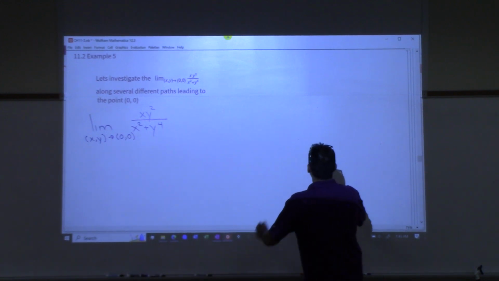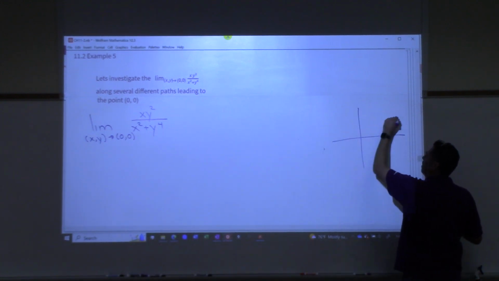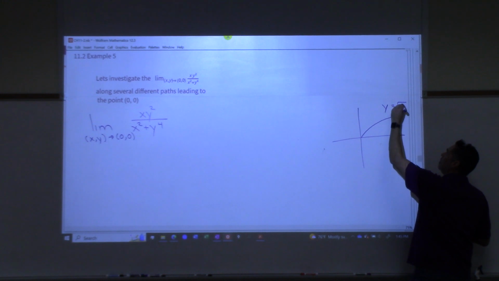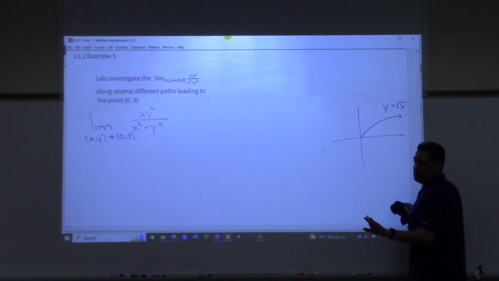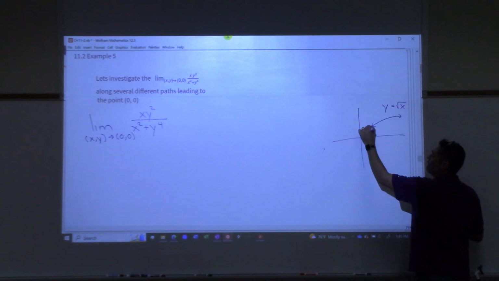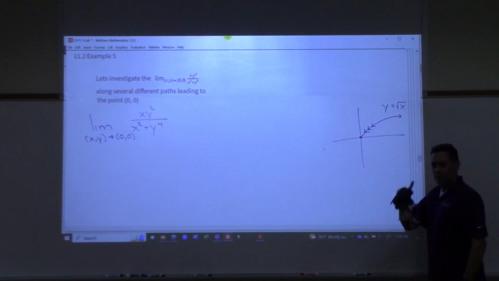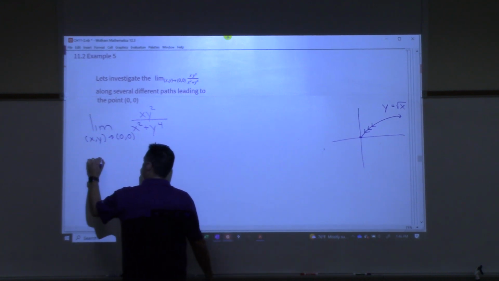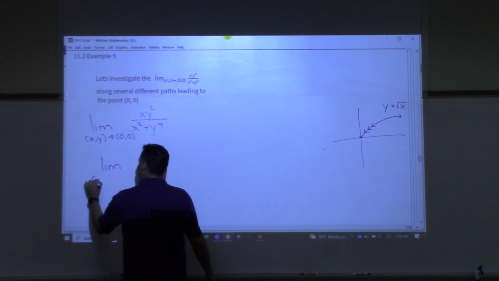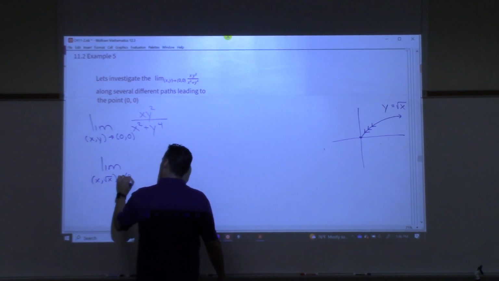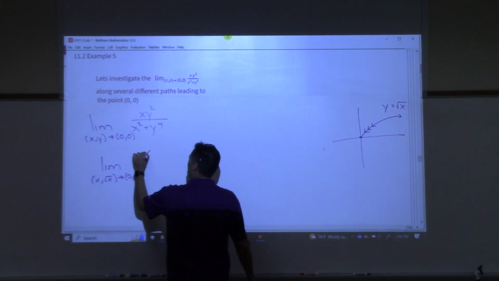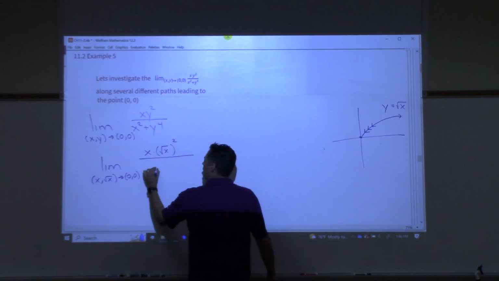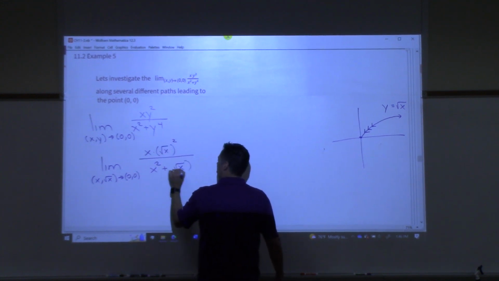All right, so the suggestion here is to come in along this path right here. You said y is the square root of x? Okay, now I'm not going to ask you why you chose that yet. Let's see if this works. We're going to try and come in along this path towards the origin. Let's see what happens. So I'm going to replace every y with the square root of x. Limit as (x, root x) goes to (0, 0) of x times square root of x, squared, over x squared plus the square root of x raised to the 4th power.